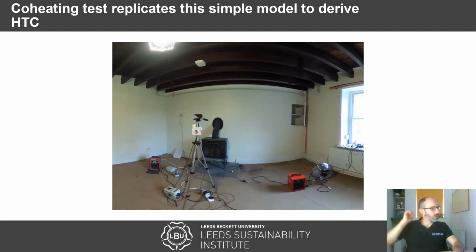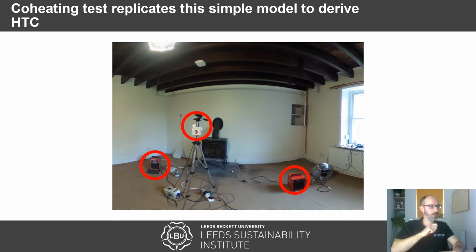In this picture you can see a simple setup for one of our coheating test experiments. So we want to get that elevated temperature. We tend to do that with electric heaters, although it is possible to use a household's own heating system, in which case we call it an integrated coheating test. We also need to monitor the temperature that's occurring within a room. We do that with a tripod in the middle of the room and at an elevated height, as we want as representative a temperature as possible for that room.